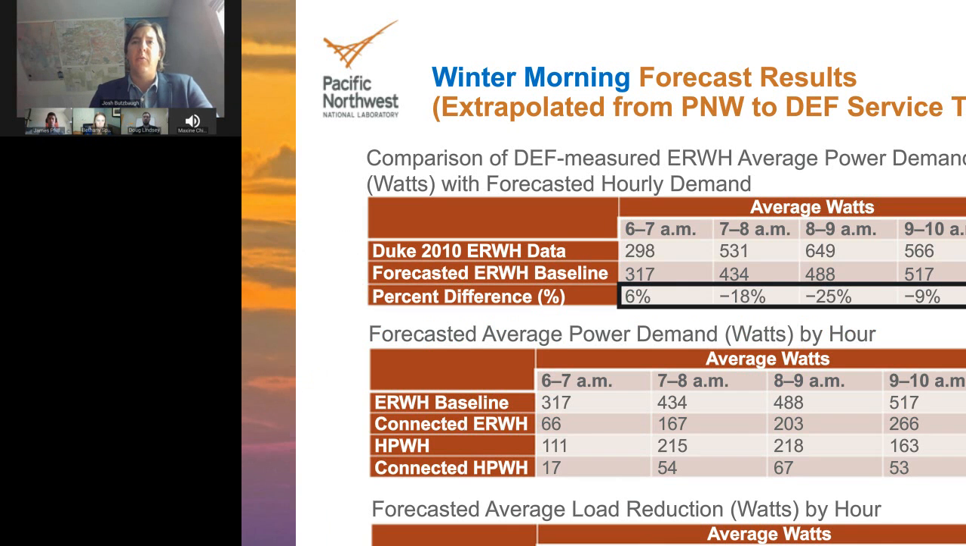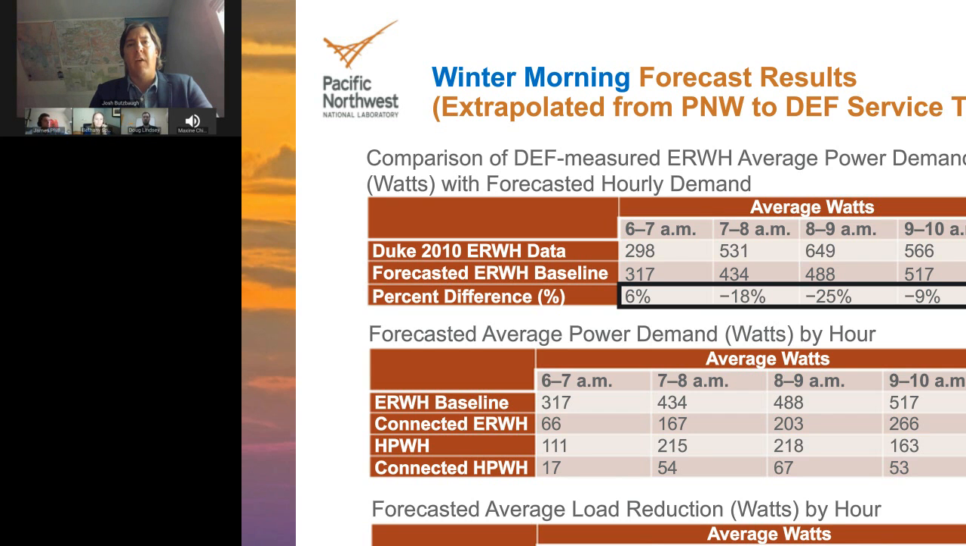So now getting into the extrapolated load shifting results. In the winter morning, I've got three tables here. The first one is a comparison of the baseline that I forecasted with the Duke Energy Florida 2010 electric resistance water heater data. And I have a row for the percent difference. And as you can see, the hours of 7 to 8 a.m. and 8 to 9 a.m. were the 2 hours that were quite a bit off, 18% and 25%. And I think what that means is just that for those 2 hours, my load reduction numbers may be conservative.